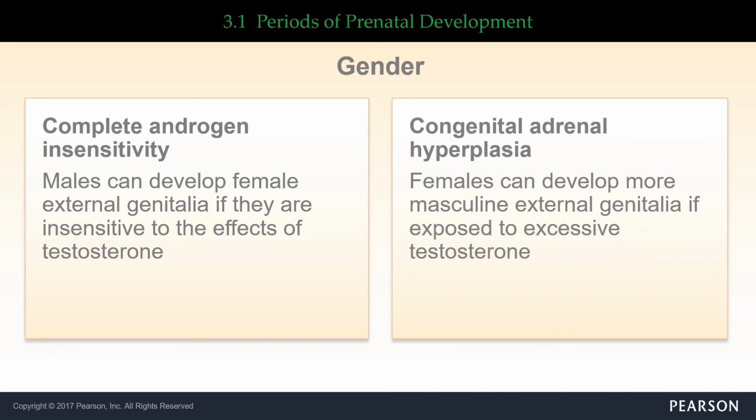So in complete androgen insensitivity, males can develop female external genitalia if they are insensitive to the effects of testosterone. So you can see they're not going to develop in the same way. Congenital adrenal hyperplasia is when females can develop more masculine external genitalia if exposed to too much testosterone. So when things go awry, these situations can happen.